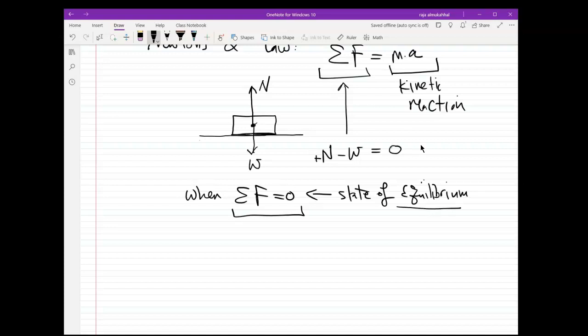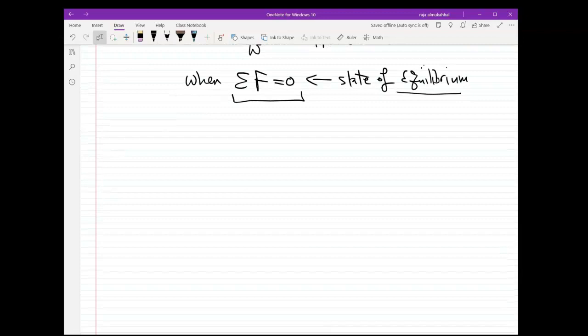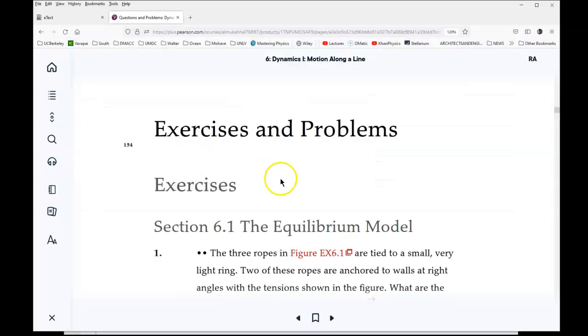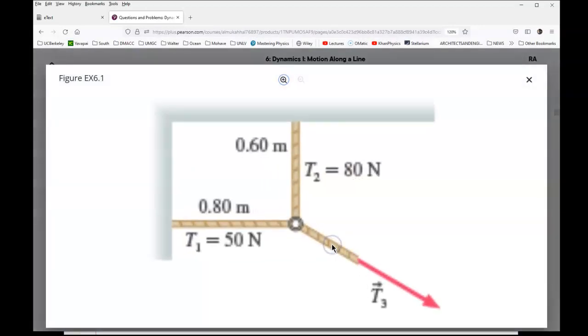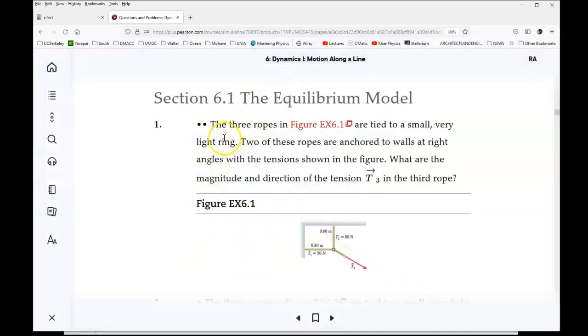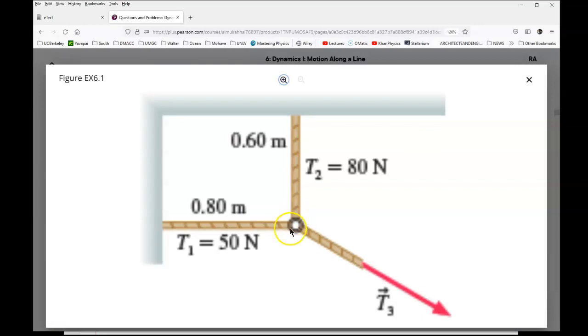An example of a state of equilibrium would be the example that I'm about to do right now. So let me go to the book. We are in chapter 6. And the example is this one. Let's read the problem first, and then you look at the diagram here. It says the 3 ropes in the figure, rope number 1, 2, and 3, are tied to a small, very light ring. The ring is right there, this one right here.